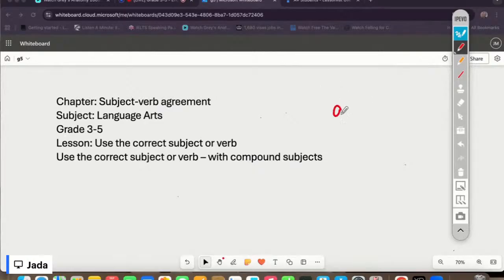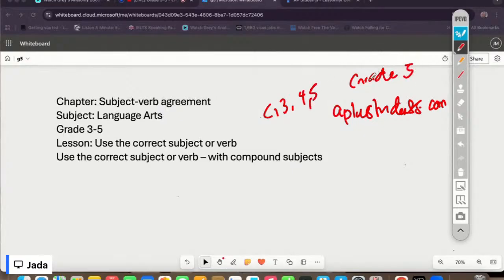Today we will have subject verb agreement. First, you have to log in using aplusstudent.com. Click on new, move on to language arts. This class is for grades 3, 4, and 5, but we will get this lesson under grade 5. So you go to grade 5, you click on subject verb agreement. The lesson will be use the correct subject of verb, use the correct subject of verb with compound subjects.